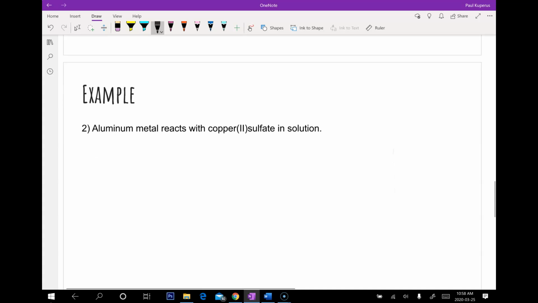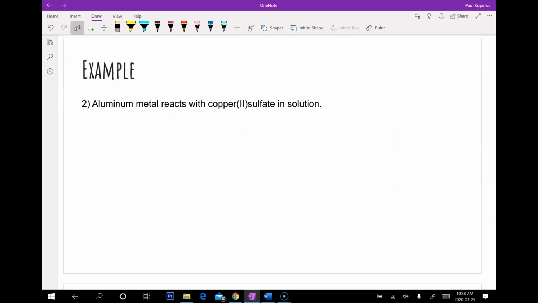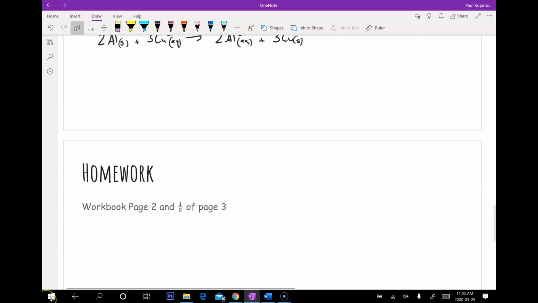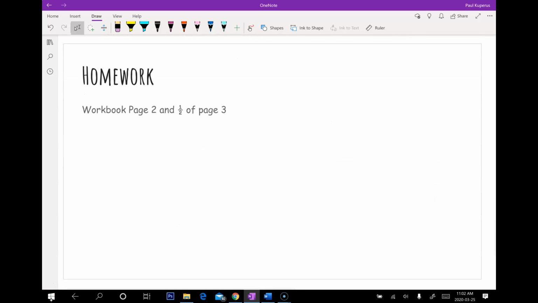I'd like you to pause and try this one, and then I will have the solution up for you to check in a second. Have a look at the solution, see if it matches yours. Take some time to do the practice questions on page 2 and the first half of page 3 of your workbook. And if you do have any questions with those practice questions, please send me an email, or we can have a Google Meet and go over any questions you might have.